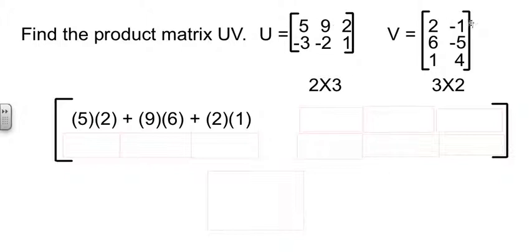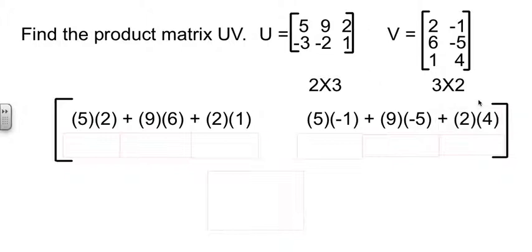First piece times first piece, 5 times -1. Second times second, 9 times -5. Third times third, 2 times 4. Okay. Now we're through with the first row and second column. We're ready to go to the next row. We're out of columns over here.